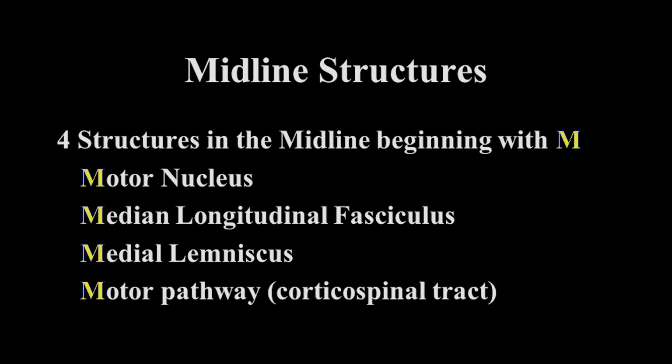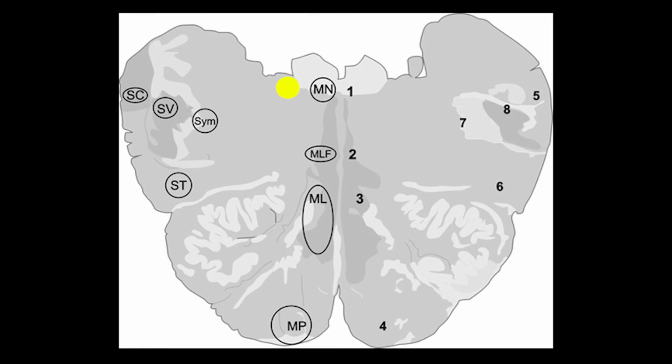The second rule of 4 is that there are 4 structures in the midline beginning with the letter M. From the back of the brainstem forwards, they consist of the motor nucleus, the median longitudinal fasciculus, the medial lemniscus, and the motor pathway. It is usually called the corticospinal tract, but I've called it the motor pathway because then you can remember that there are 4 structures near the midline beginning with the letter M.